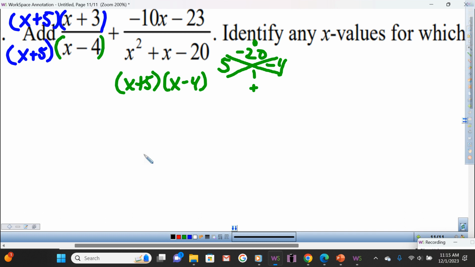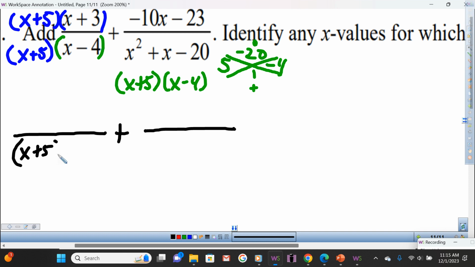So now we're going to rewrite these two fractions. The common denominator for those two fractions would be x plus 5, x minus 4. X plus 5, x minus 4. That's our common denominator. So, look up. On the first one, we multiplied the top and bottom times x plus 5, yes? So let's do that to the top.